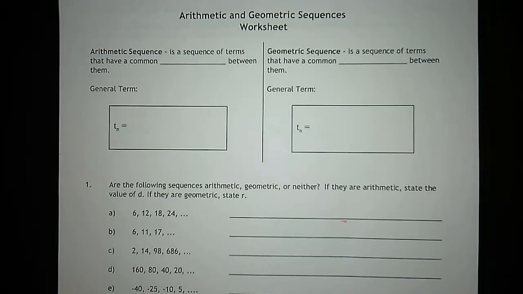So we are going to start with arithmetic sequences and then talk about geometric. This is something that you guys learned back in 9th grade. So nothing new, stuff that you guys have seen before.